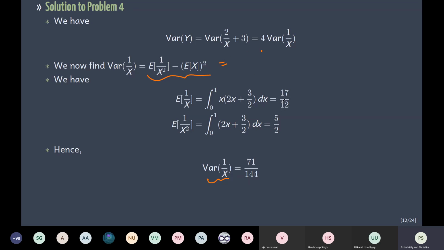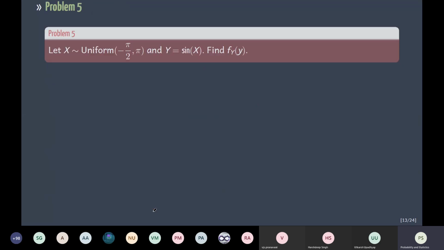So from here, the variance of 1 over x is 5 by 2 minus 17 by 12 whole squared. If you do this, then you get this. And hence the variance of y will now be computed from here, which is 4 times the variance of 1 over x, which is 71 over 36. Okay, so now let us see problem 5.